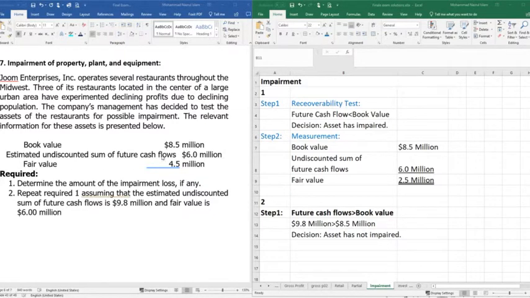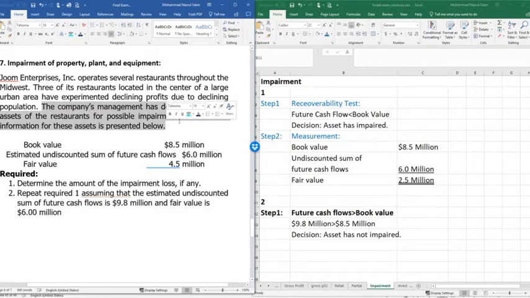So here we can see a problem. Zoom Enterprise operates different restaurants throughout the Midwest. 3 of its restaurants located in the center of a large urban area have experienced declining profits due to declining population. The company's management has decided to test the assets of the restaurants for possible impairment. So we can see that the book value is 8.5 million. Estimated undiscounted sum of future cash flows is 6 million, and fair value is 4.5 million.